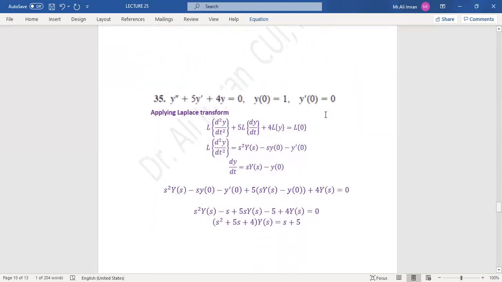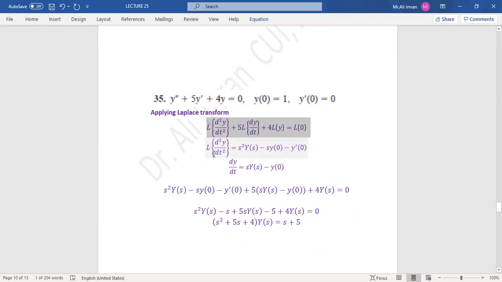Now we will solve second order differential equation. Question number 35: y double prime plus 5y prime plus 4y is equal to 0, y of 0 is equal to 1, and y prime of 0 is also 0. First of all, we will apply the Laplace transform on both sides of the given differential equation.